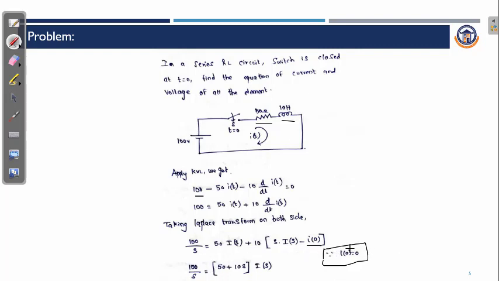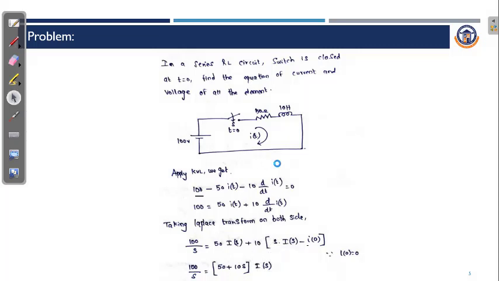By taking Laplace transform on both sides, 100 by s equals 50 I of s plus 10 s into I of s. We can take I of s as a common factor outside. So 50 plus 10 s into I of s, right? By removing I of s as a common factor, 50 plus 10 s into I of s.